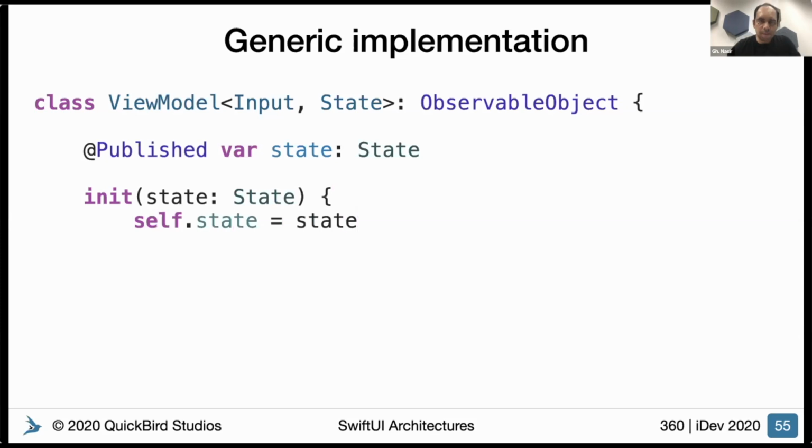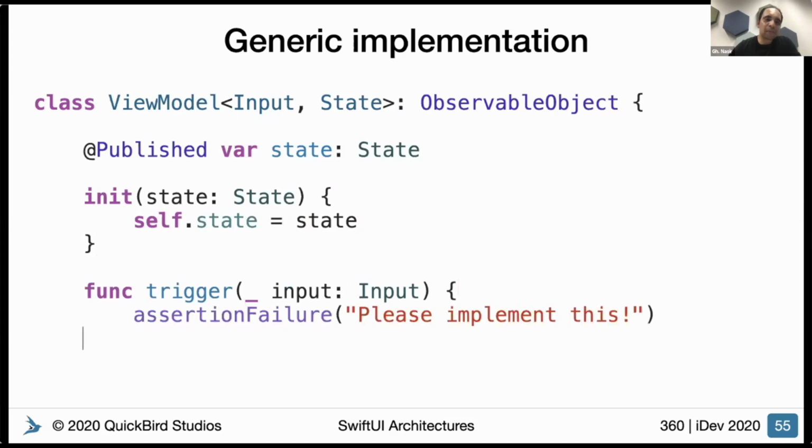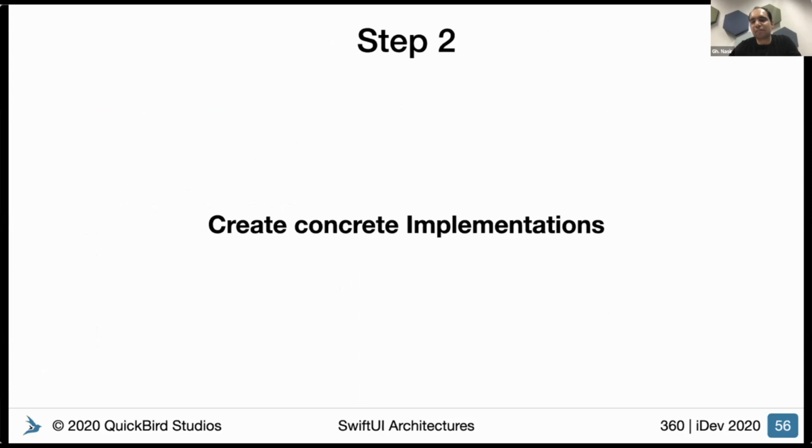It went really fast, so let me go ahead. The base view model doesn't implement this trigger method so that we are sure that every view model creates it. And then the second step is to create concrete implementations. You can have different implementations of the view model with the same type of input and state. That's the whole idea of this architecture, that you can reuse or have different implementations of the same type of input and state for different features.